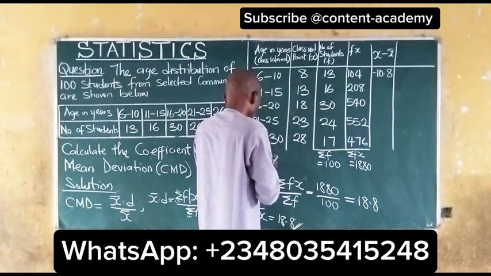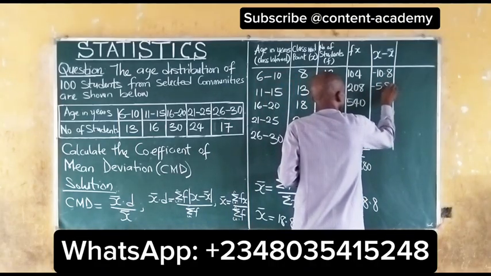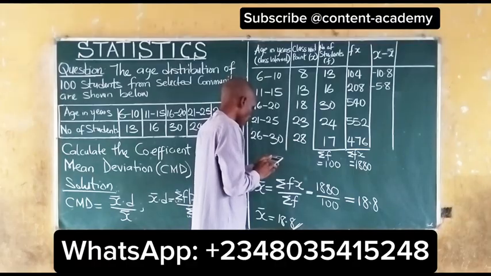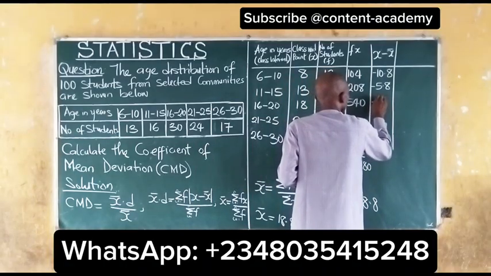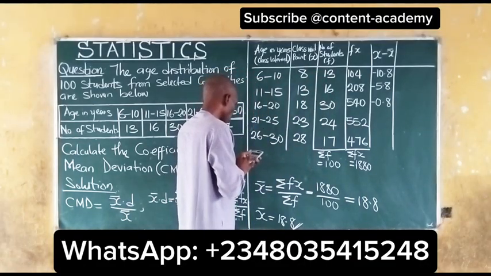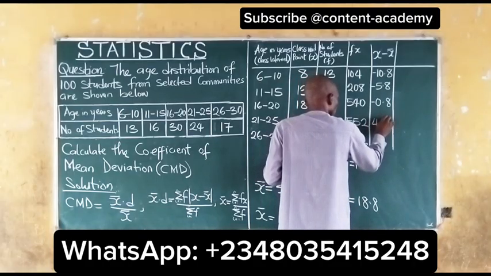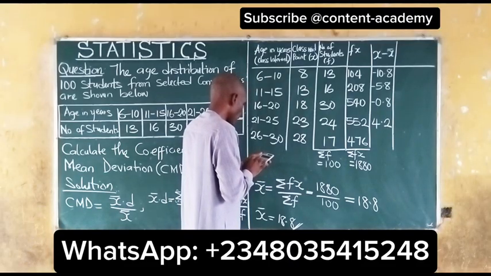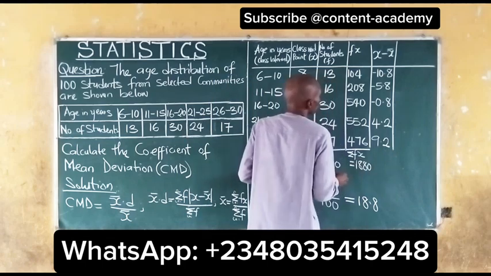13 minus 18.8, we have negative 5.8. We have 18 minus 18.8, we have 0.8, negative 0.8. Now we have 23 minus 18.8, we have 4.2. We have 28 minus 18.8, which is 9.2.